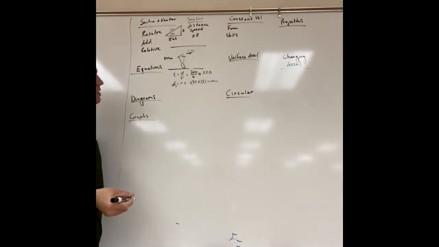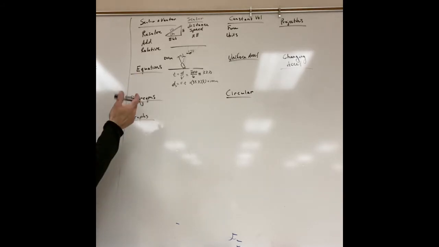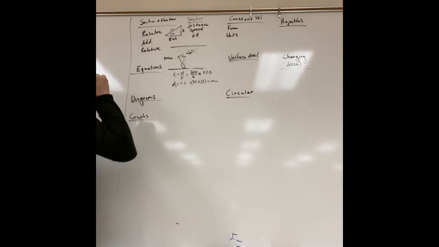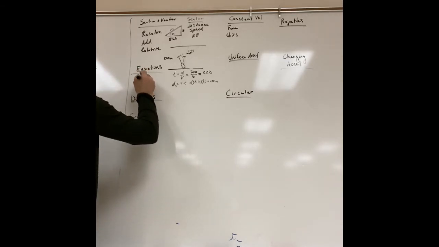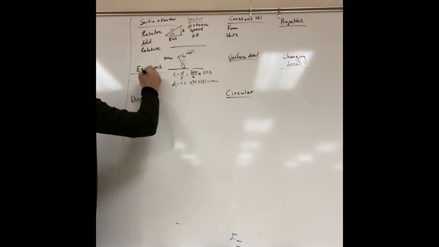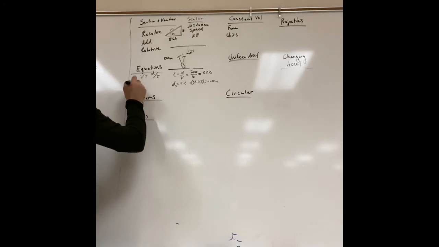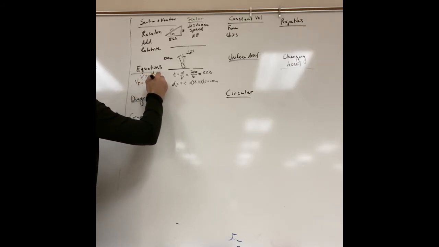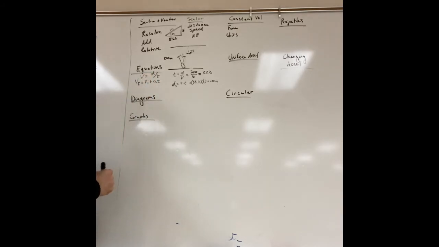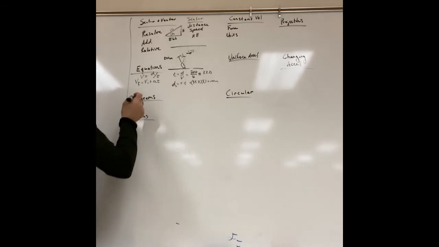As far as equations go, there are 4 uniform acceleration equations and 1 constant velocity equation. The 1 constant velocity is just v equals d over t. The 4 acceleration ones all are missing 1 variable. The first one is vf equals vi plus at. Notice that that doesn't mention anything about the position or the displacement.